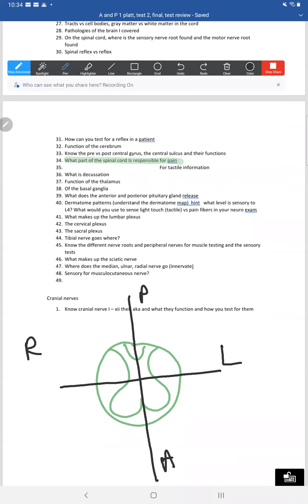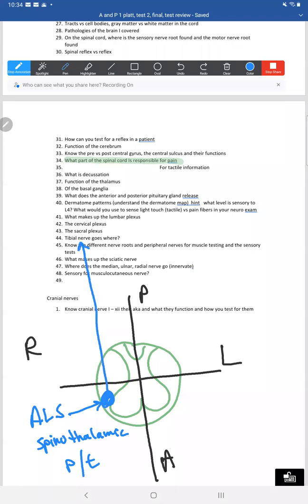The anterolateral system, which is composed, or one of the main things is the spinothalamic tract, is responsible for that pain and temperature that goes to the brain. So what part of the spinal cord is responsible for pain? Anterolateral system, spinothalamic tract.